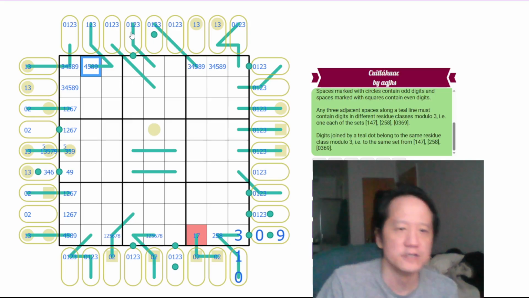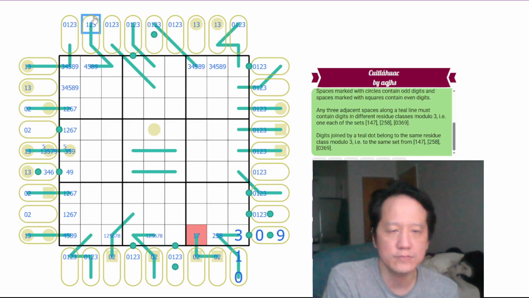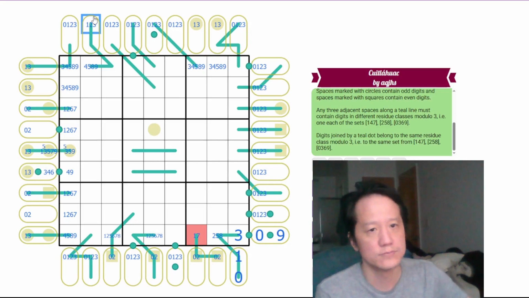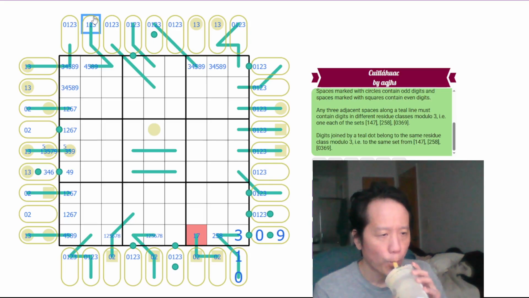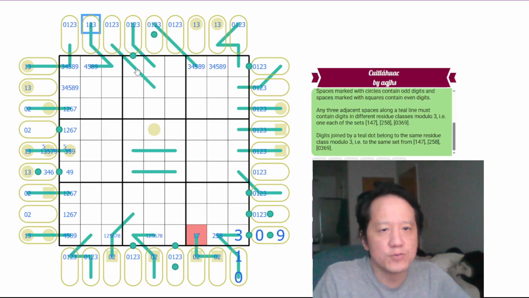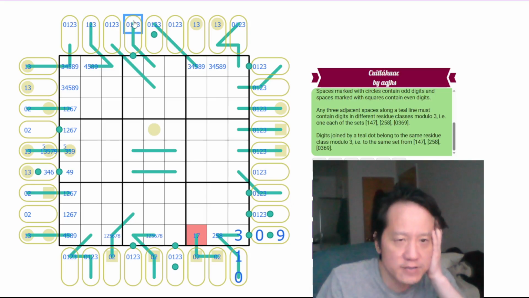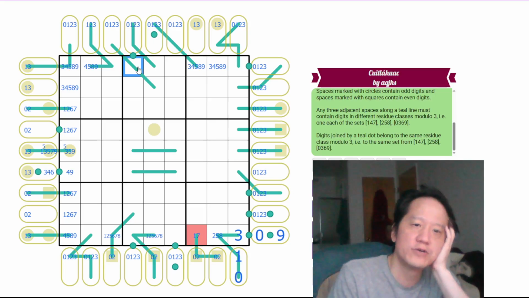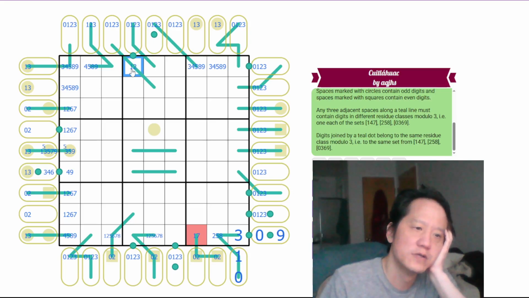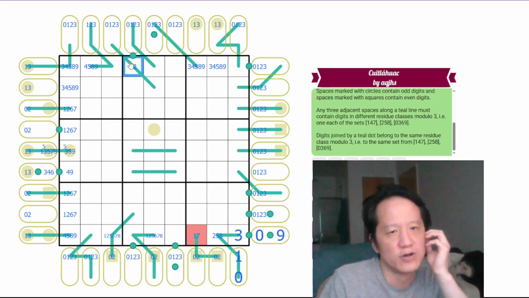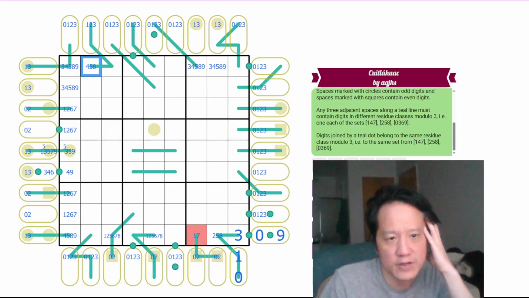Which matches this. This one has to be different than that. So 0 could be with 1 or 2 here. 1 could be with, I think this is pretty broad. Yeah, I don't think it's helpful. This one might be helpful.